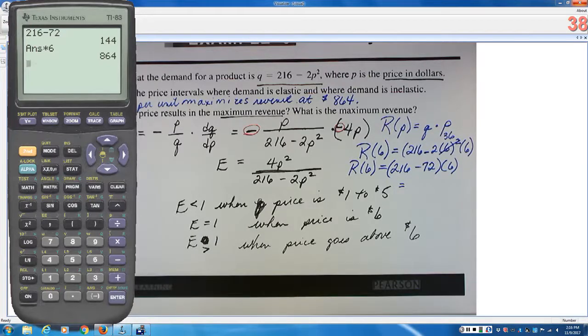That's really all there is to this section. That's it. So it's just more practice at taking derivatives and then applying it to a formula to help you determine elasticity of demand.